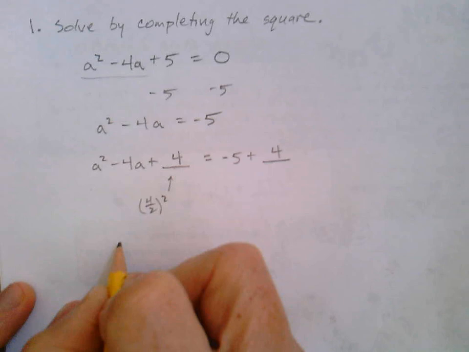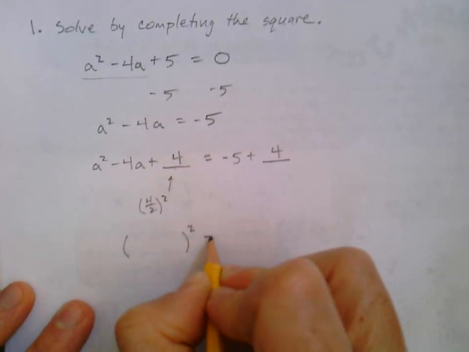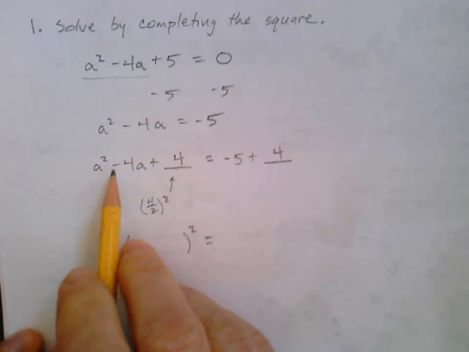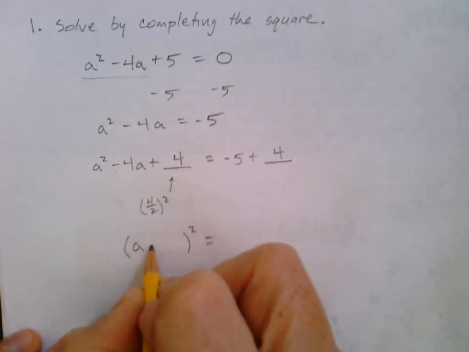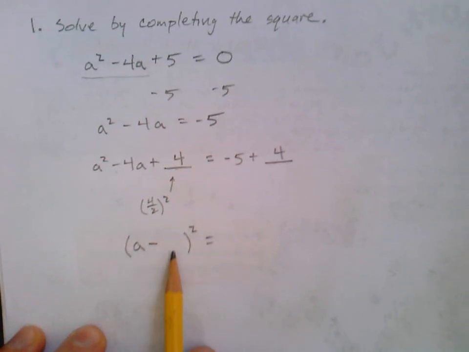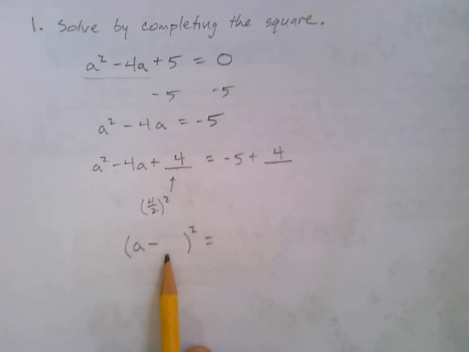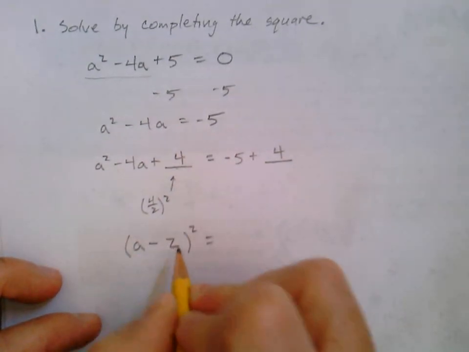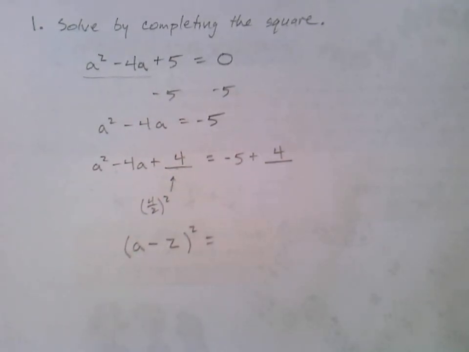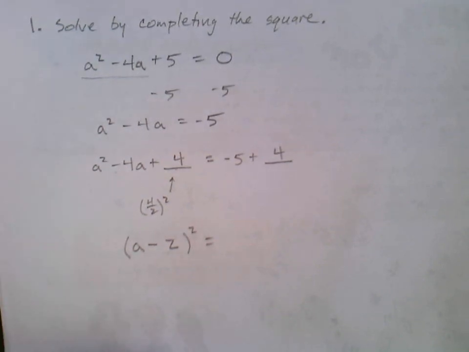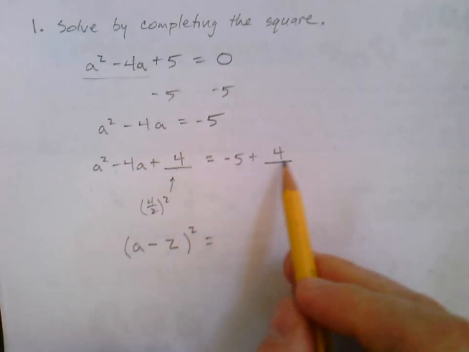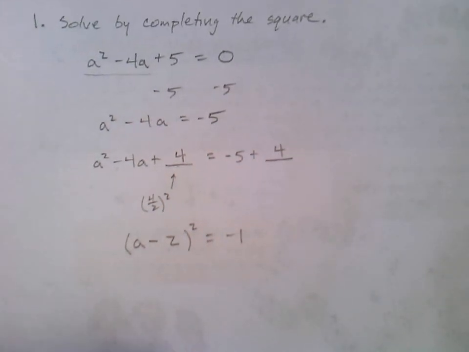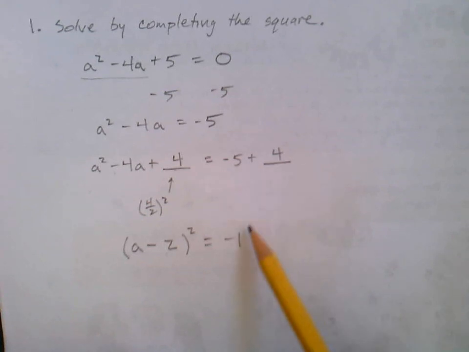Rewriting this, what would it be? Well, it's going to start with a. I see a minus again. Seen a bunch of those, so there's a minus. And what number would go here? Well, it's whatever the number was before I squared. In this case, that's a 2. Okay, and on the right side, I'm just going to simplify. Negative 5 plus 4 gets me to negative 1. So I'm rewriting this, simplifying this.